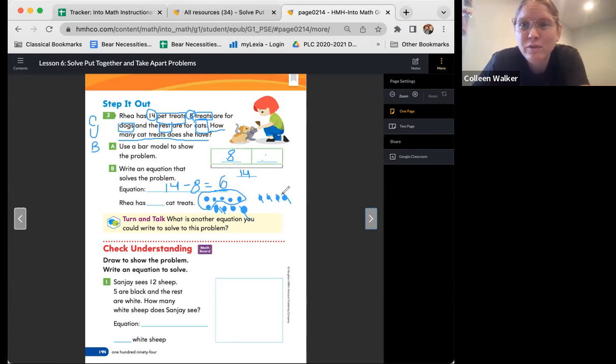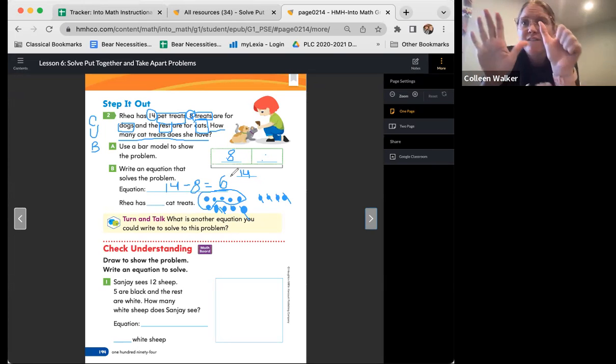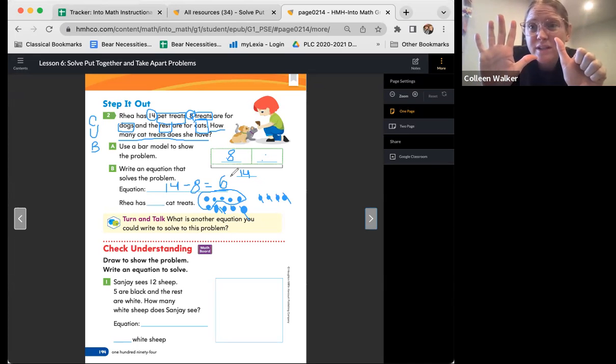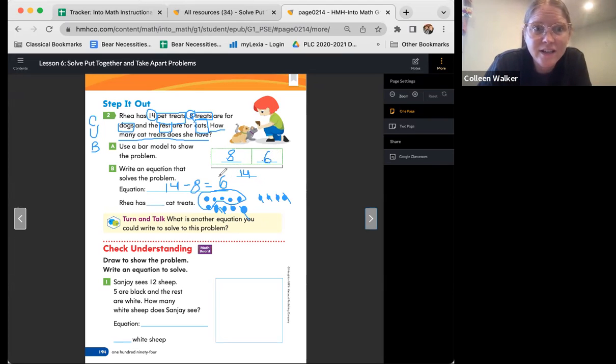Another way we could do it, friends, is we could put 8 in our head and count on to get to 14. Ready? Let's try it. Tap your head and say 8. 8. What comes after 8? 9, 10, 11, 12, 13, 14. How many numbers did we count on? 6. That's right. So that is our missing addend. Amazing. So it says Ria has 6 cat treats.